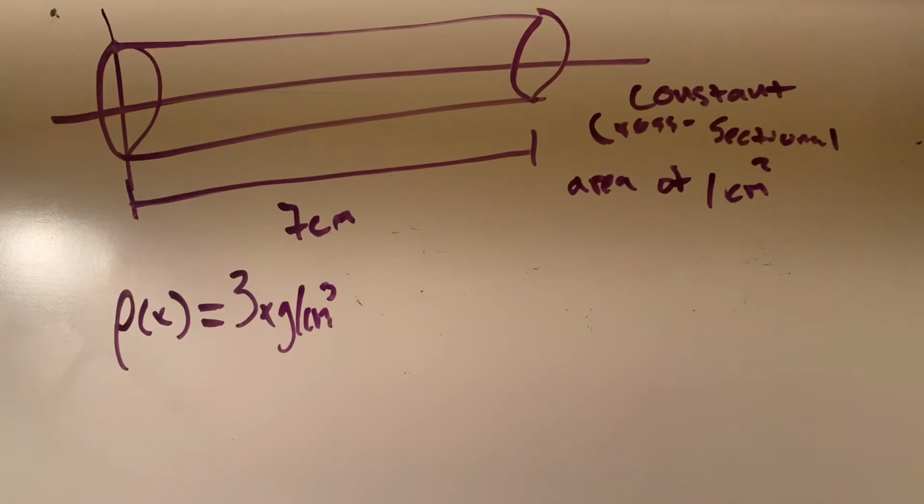So here's a question. You have a 7 centimeter long thin rod with a constant cross-sectional area of 1 centimeter squared, and a density function that is modeled by rho of x equals 3x grams per centimeter cubed. Go ahead and pause it and see if you can solve it yourself.